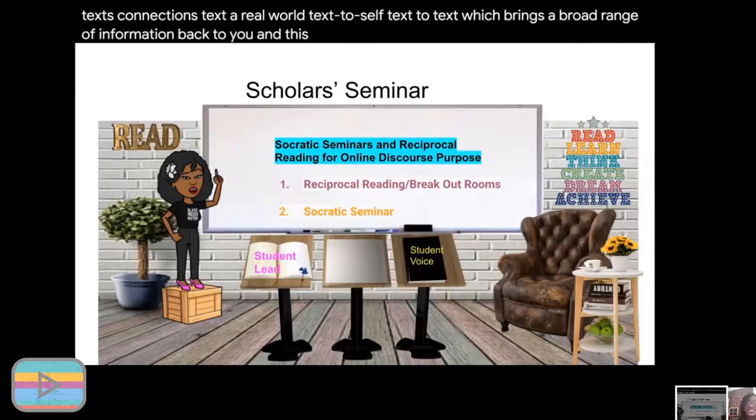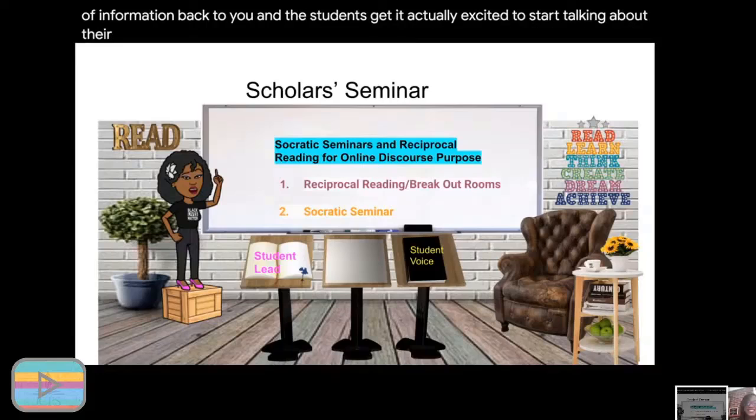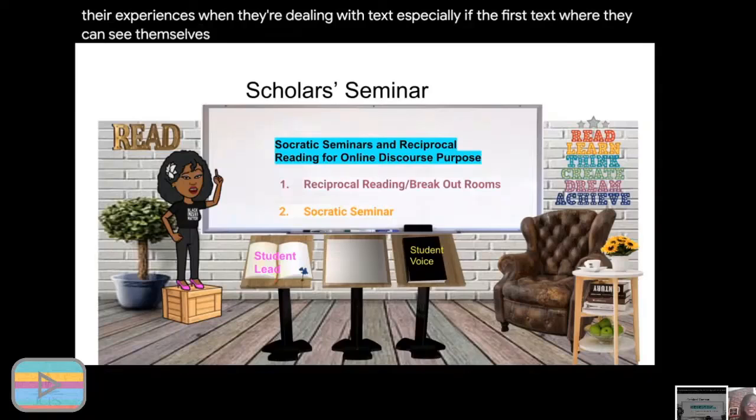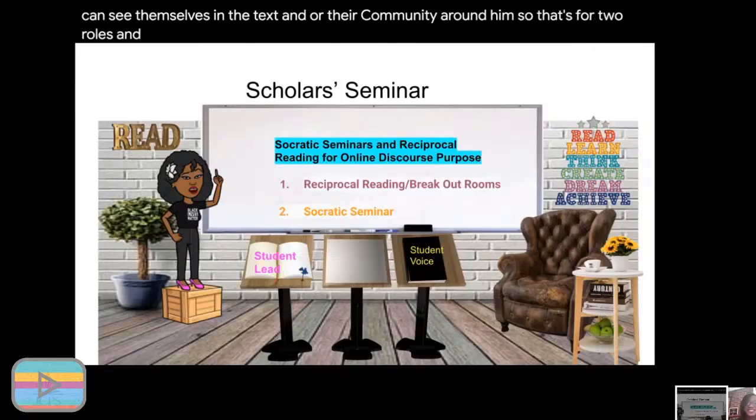And the students get actually excited to start talking about their experiences when they're dealing with text, especially if the text is a diverse text where they can see themselves in the text and or their community around them. So that's for two roles in reciprocal reading. And I just showcased to you in those two roles the different formats you can use for Socratic Seminar.